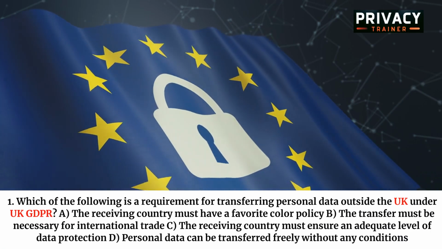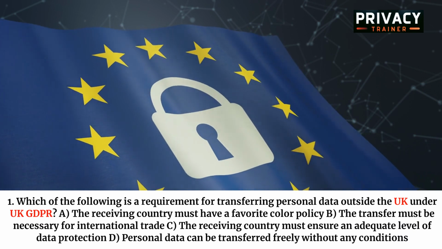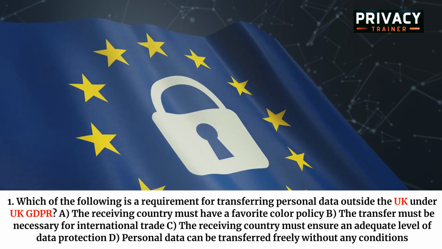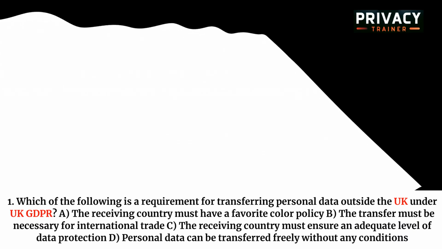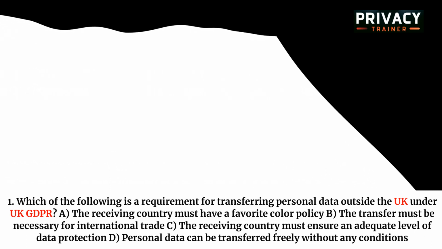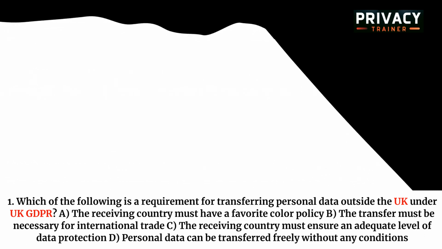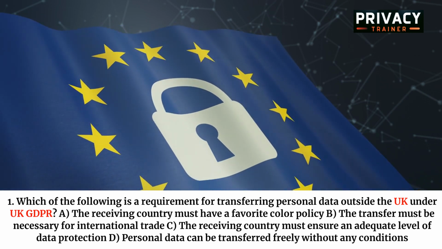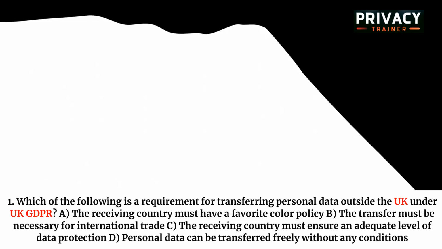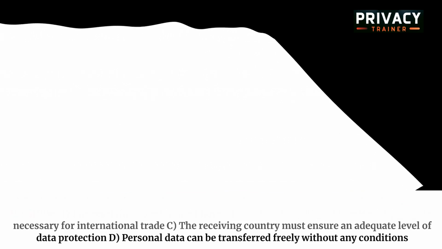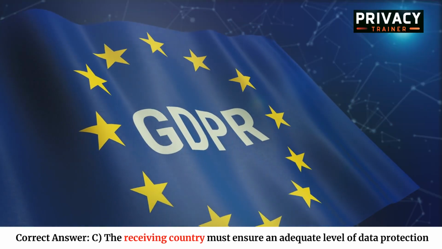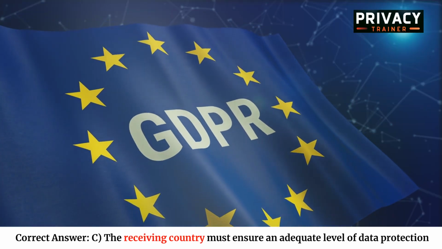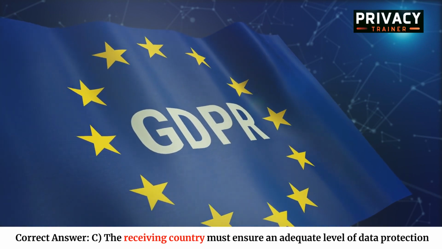1. Which of the following is a requirement for transferring personal data outside the UK under UK GDPR? A. The receiving country must have a favorite color policy. B. The transfer must be necessary for international trade. C. The receiving country must ensure an adequate level of data protection. D. Personal data can be transferred freely without any conditions. Correct answer: C. The receiving country must ensure an adequate level of data protection.